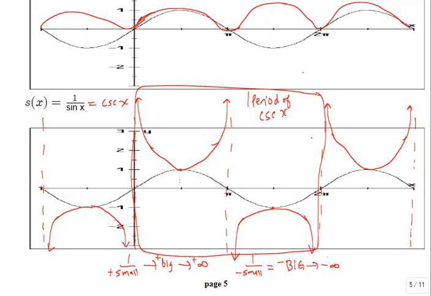You've got vertical asymptotes at 0, pi, and 2 pi, an up U shape, then a down U shape, and it's got a min at 1 and a max at negative 1. And then that pattern just repeats. Okay, so that's the graph of cosecant of x.